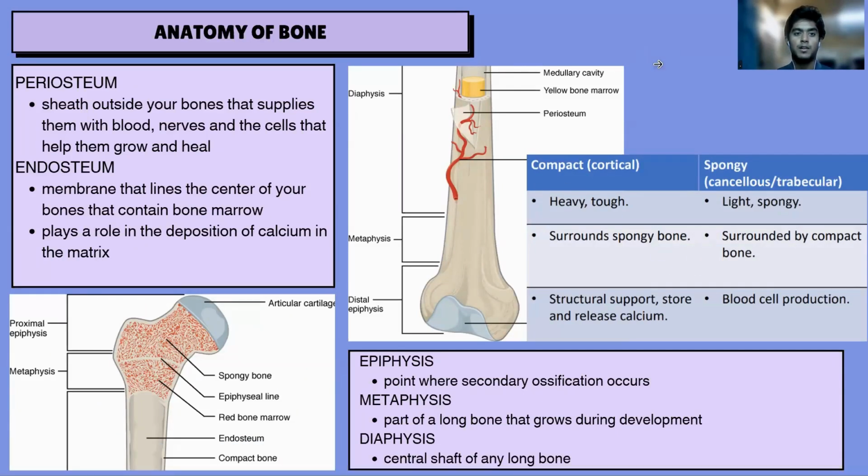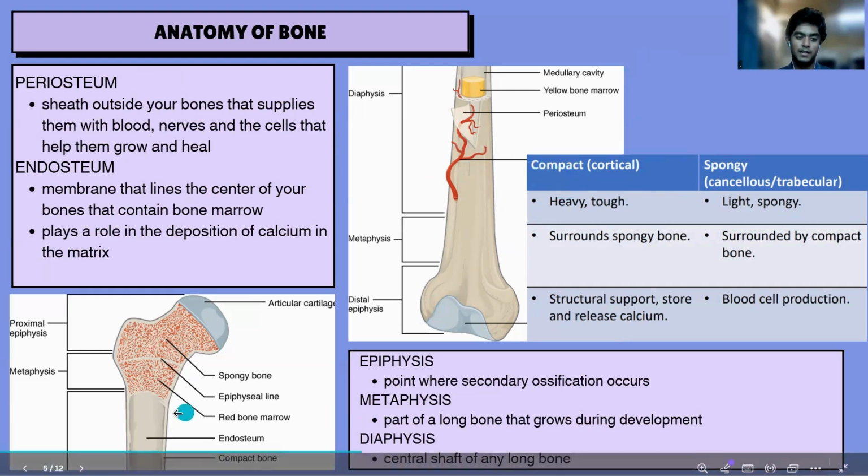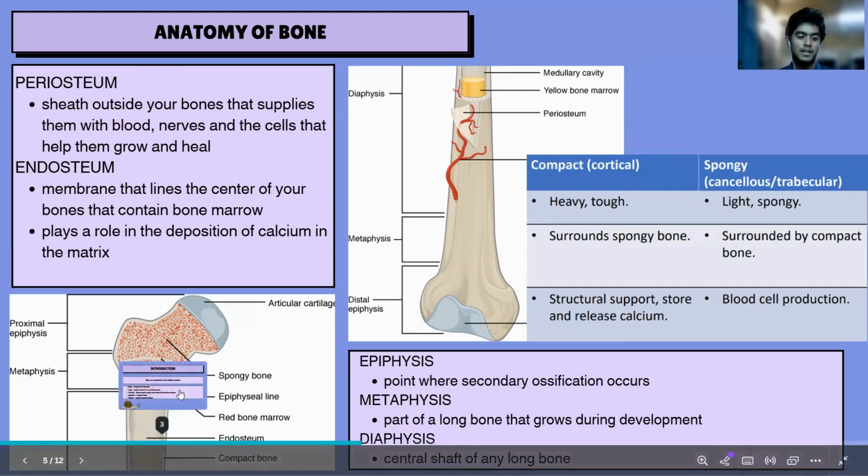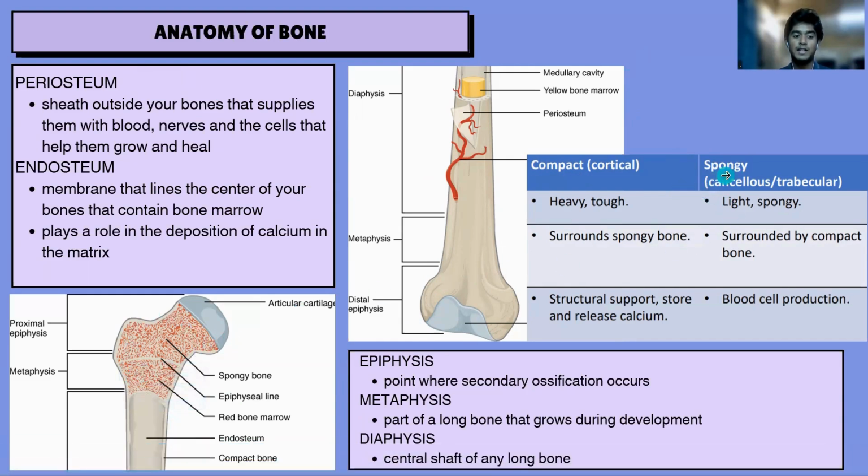Moving on to the anatomy of the bone, there are typically four main parts of the bone. Let's start over here with the compact bone. So this is the compact layer, which is basically the outer layer of the bone. And then next, we also have the spongy layer, which is considered the inside over here. The compact bone is typically heavy and tough, which functions as structural support and also stores and releases calcium. The spongy layer, however, is light, surrounded by the compact bone, and also functions in blood cell production.